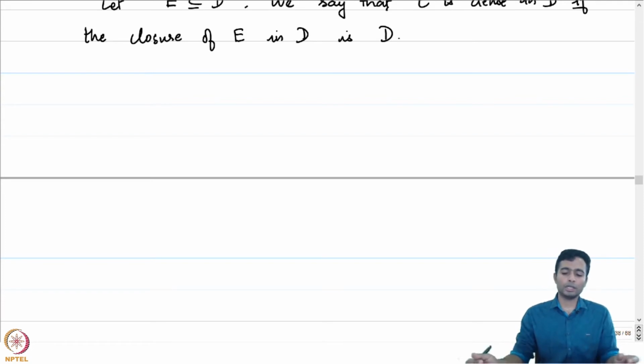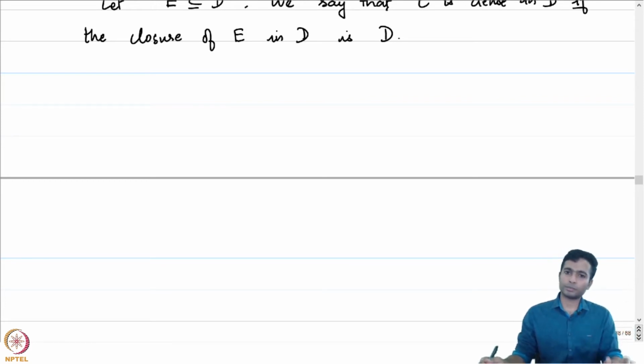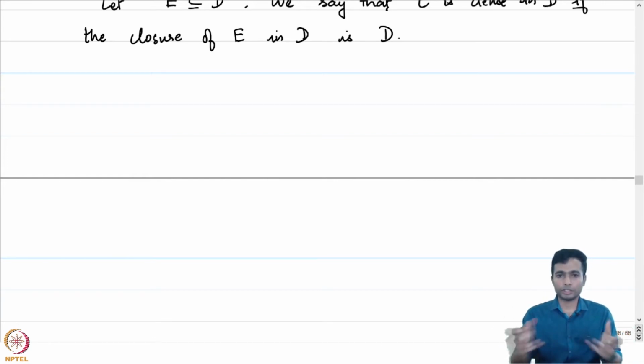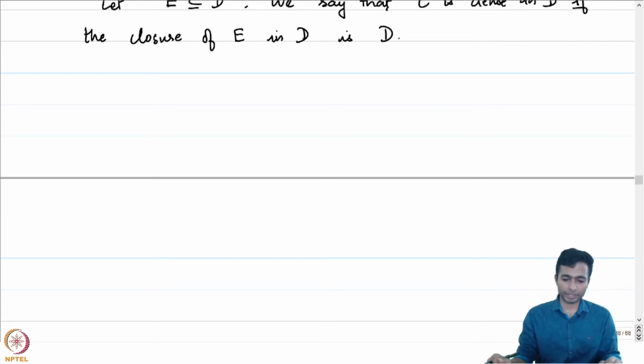But usually, when you take a subset D of a metric space, we can borrow or restrict the metric to this subset D, and with that restricted metric, D turns out to be a metric space. We can talk about balls in D, we can talk about open sets and closed sets in D. Basically, we can talk about the topology on D. This closure of E is with respect to the topology in D, which is obtained using the restricted metric.